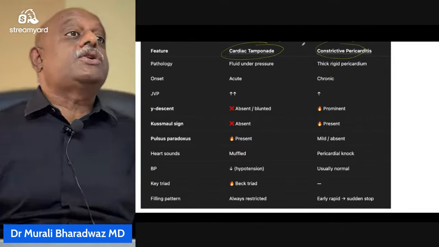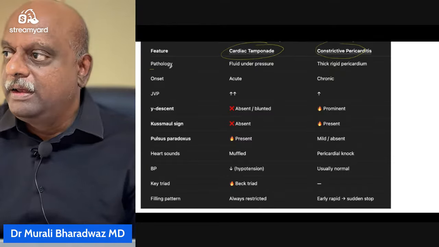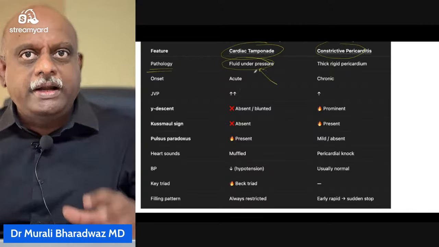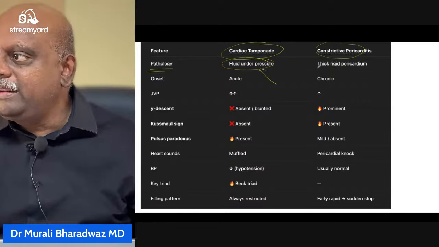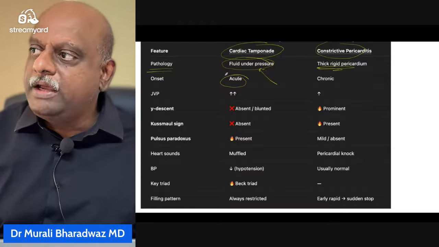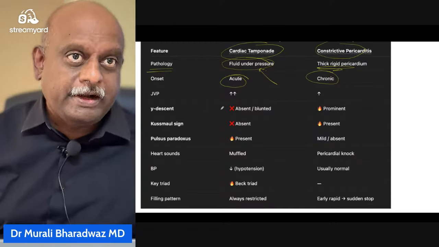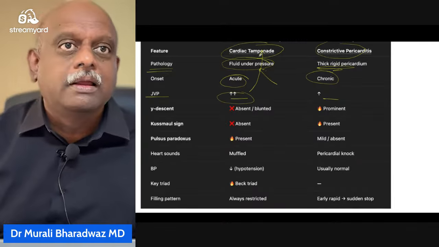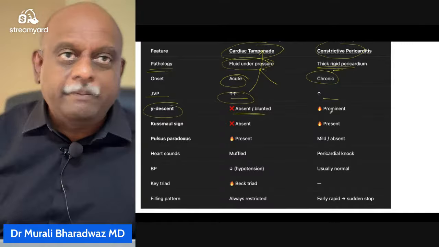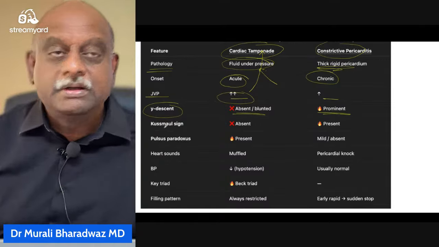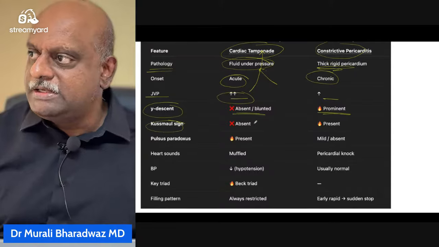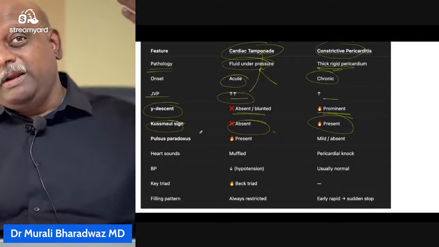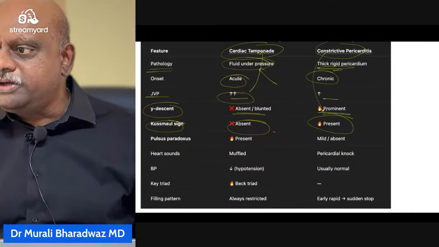Now, tamponade versus constrictive pericarditis. First, where is the pathology in tamponade? There is fluid around the heart and it is under pressure. Here, there is a thick, rigid pericardium. Tamponade is acute. This is chronic. Constrictive pericarditis: TB is responsible. JVP is elevated in both, but more so in tamponade. Y descent is absent in tamponade, but prominent in constrictive pericarditis. Kussmaul sign is absent in tamponade, but inspiratory prominence of the JVP is a feature of constrictive pericarditis.